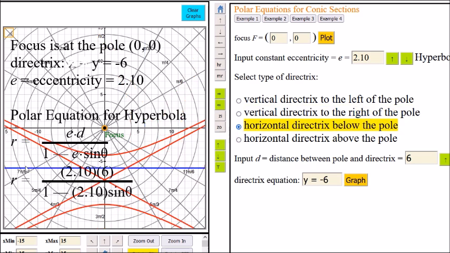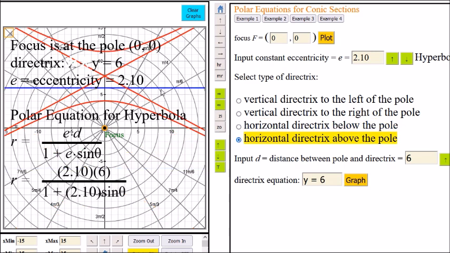Horizontal directrix below the pole, the polar equation will be r equal to ed divided by 1 minus e sine of theta. Horizontal directrix above the pole, therefore the polar equation will be r equal to ed divided by 1 plus e sine of theta.